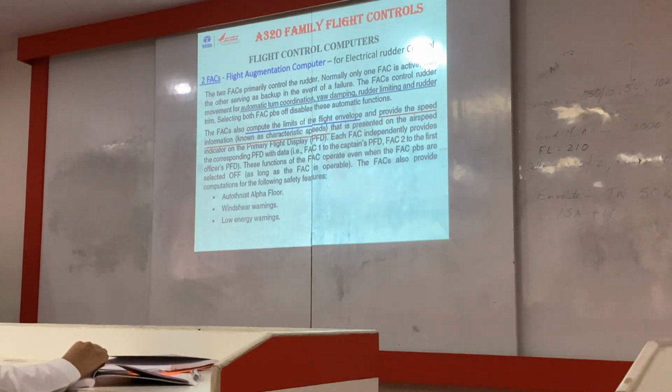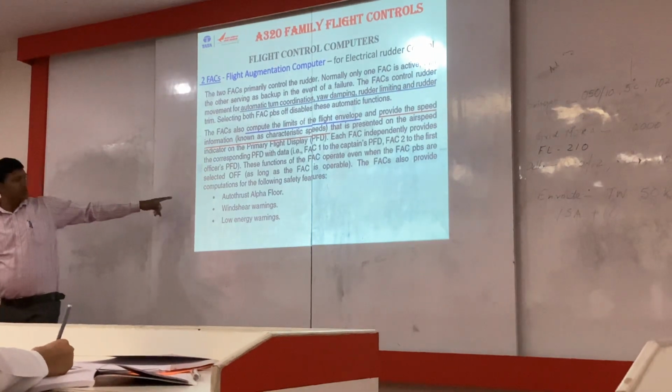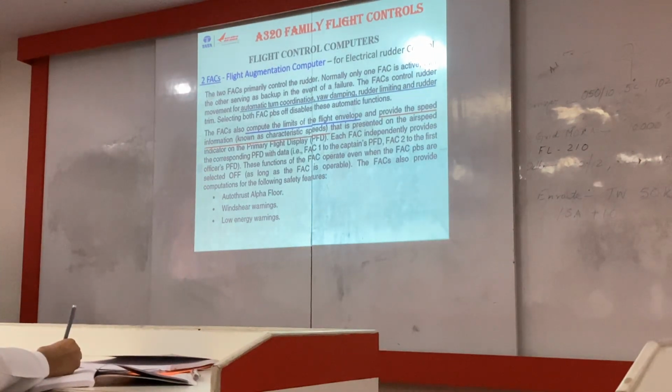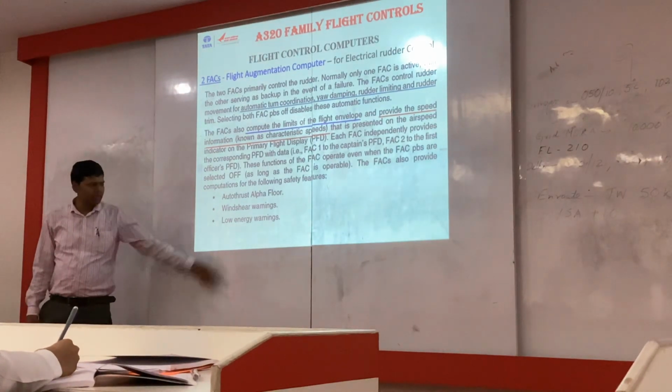It provides the speed information known as the characteristic speeds. All the speed information is calculated and projected on the airspeed indicator in the PFD. The FAC also provides computation for the following safety functions: auto thrust, windshear warning, and load relief.